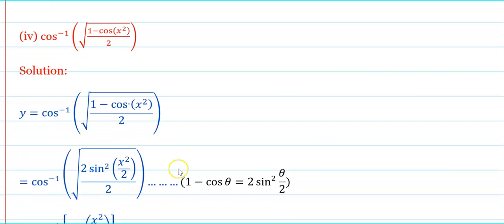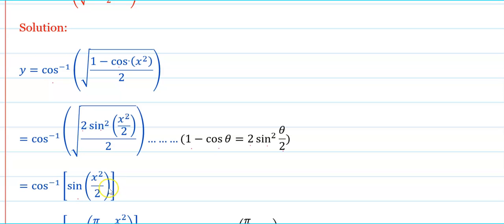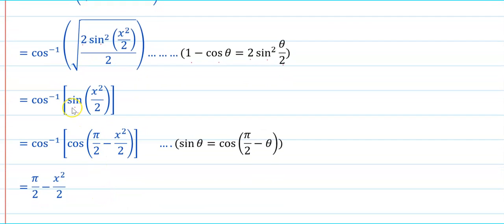Okay. Now the next problem. y is equal to cos inverse of root of 1 minus cos of x square upon 2. Now what is the formula? Again 1 minus cos theta is equal to 2 sin square, whatever the angle, divided by 2. Similarly here, 1 minus cos of x square means what? 2 sin square x square upon 2. Again this 2 will get cancelled. Root and square will get cancelled. You will get sin of x square upon 2. Again there is one more formula.